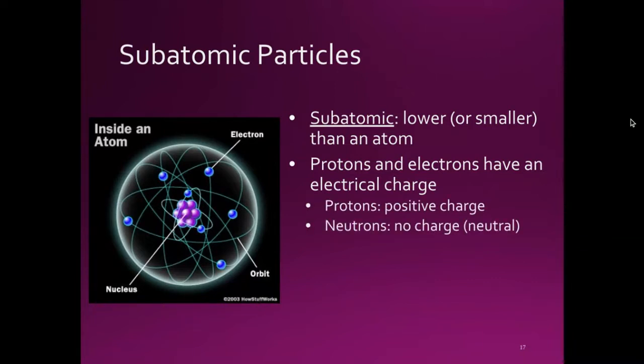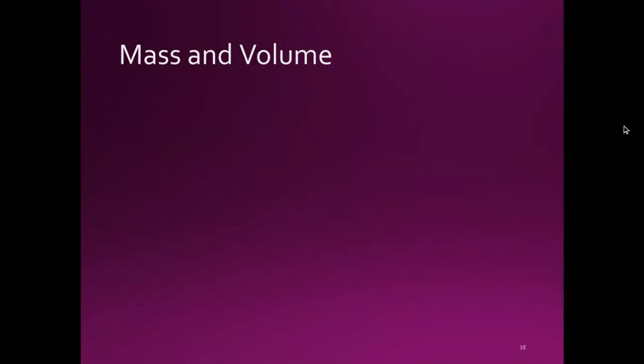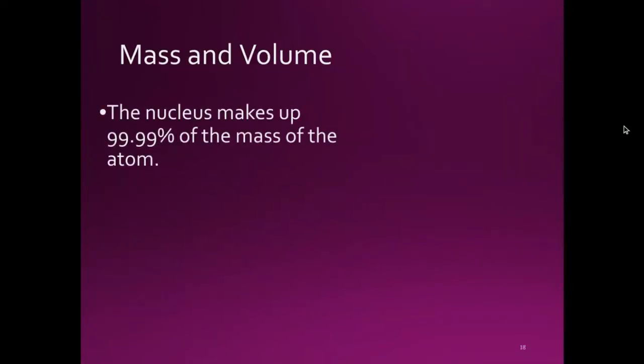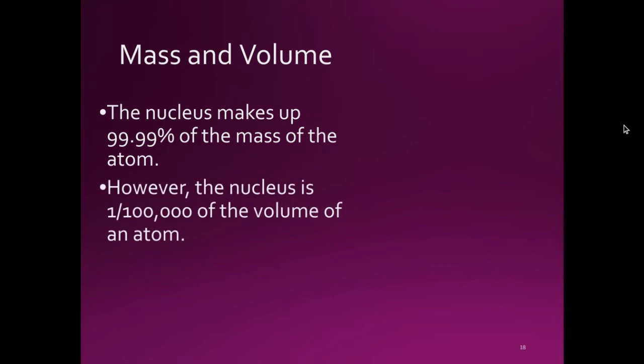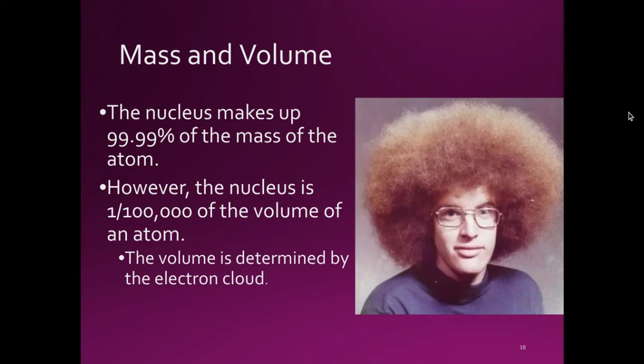Neutrons have no charge. They are neutral, which is one of the reasons that made them the last subatomic particle to be discovered. And electrons have a negative charge. The nucleus of an atom makes up 99.99% of the mass of the atom, but the nucleus is 1/100,000th the volume of an atom. The volume is determined by the electron cloud.